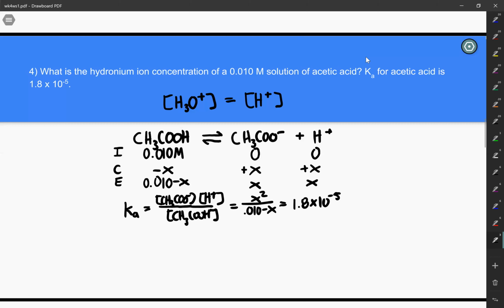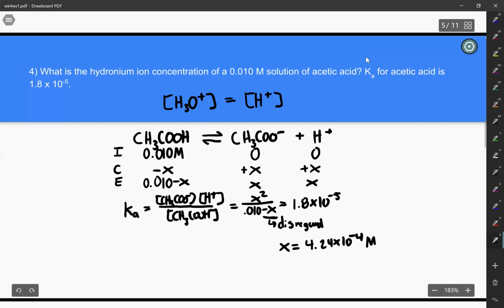So from here we can find X. Either we can use the quadratic formula, or because our Ka is extremely small, we can disregard the X on the bottom and use the 5% rule. So this X on the bottom can be disregarded because our Ka is small. So if I disregard the X, then our X will be equal to 4.24 times 10 to the negative 4. And remember that X is also equal to our concentration of H plus.